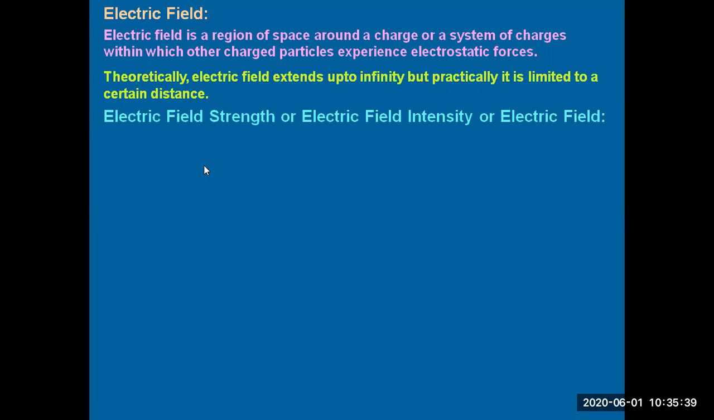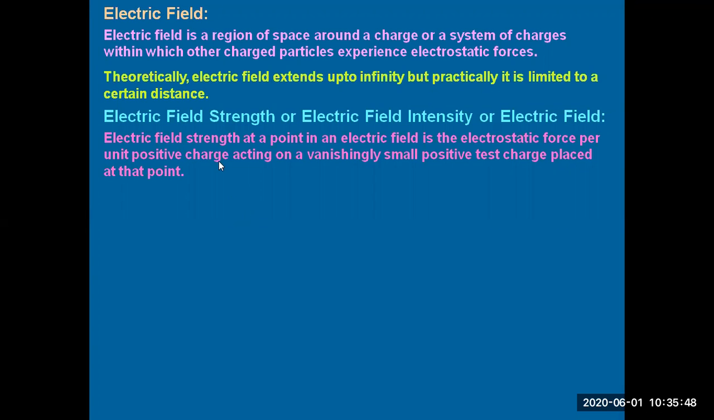Your next point will be electric field strength or electric field intensity. When we talk about electric field intensity or electric field strength, both words are the same. You can use the word strength or you can use the word intensity. Electric field strength at a point due to an electric field is the electrostatic force per unit positive charge which acts on a vanishingly small charge. Instead of this word vanishingly, you can also say a test positive charge. I'll tell you what a test positive charge is.